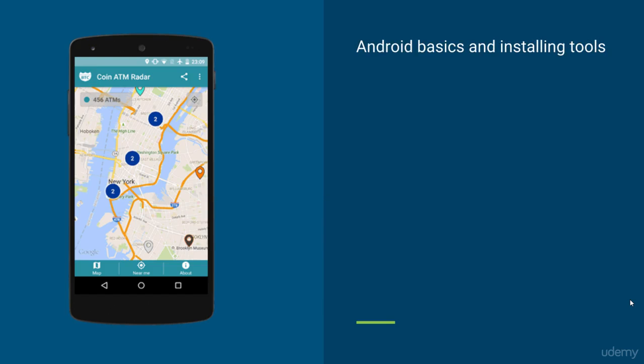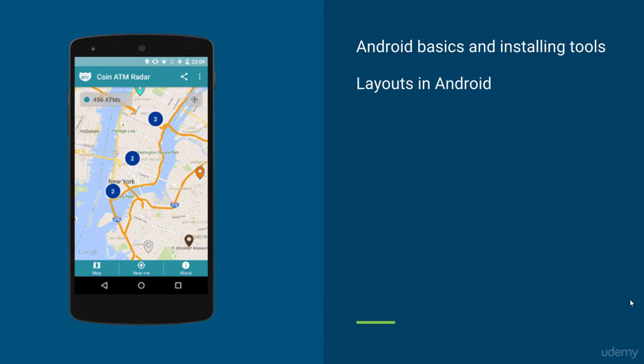So the very first thing we are going to learn in this course is Android Basics and installing tools. The first part of this course includes installing the tools which we will actually need to build Android applications. There are only two things you need for building Android applications. One is the Java JDK, and the next is Android Studio, which is an IDE for building Android apps. We will learn how to install and set up those tools properly.